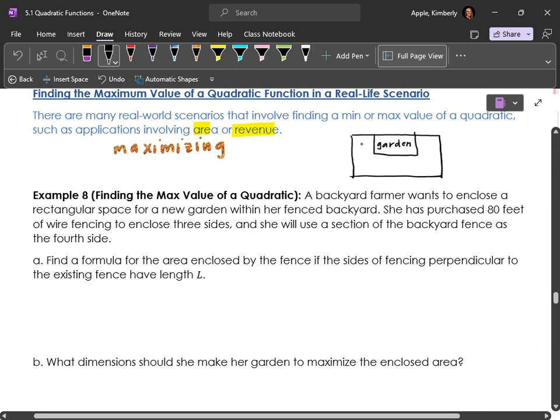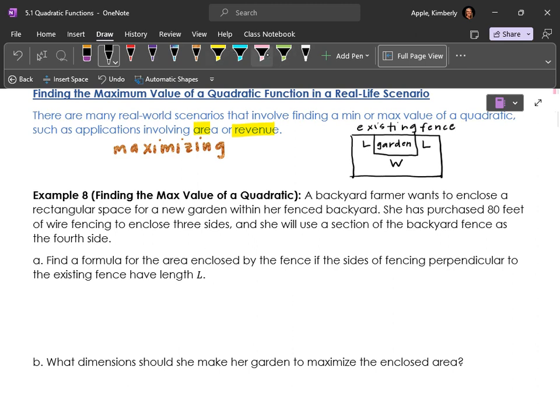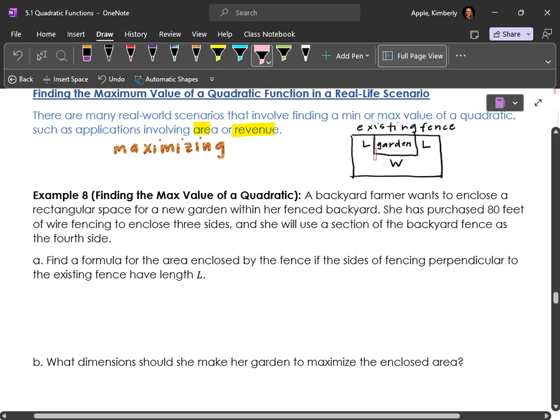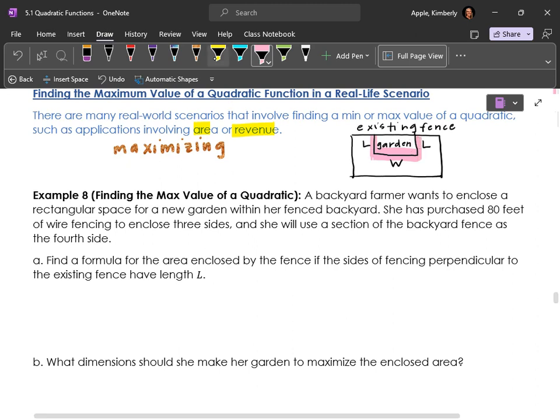So this will be length, width, length, and then we're not worried about this backside because this is her existing fence. What we're trying to do is maximize the garden size with the given 80 feet of wire fencing that we can use for these 3 sides.